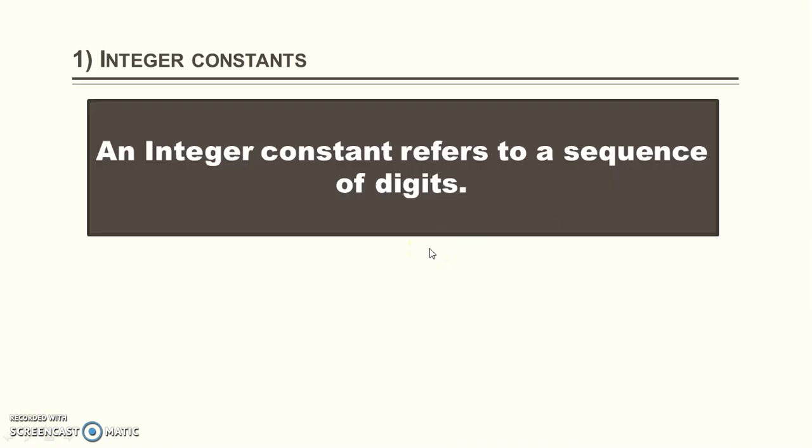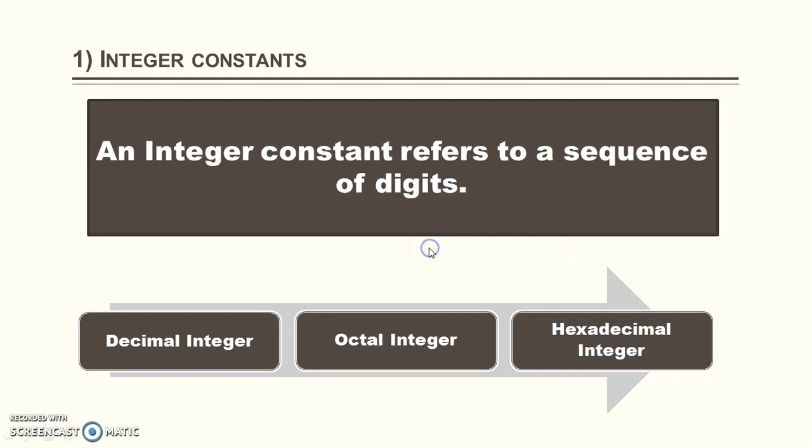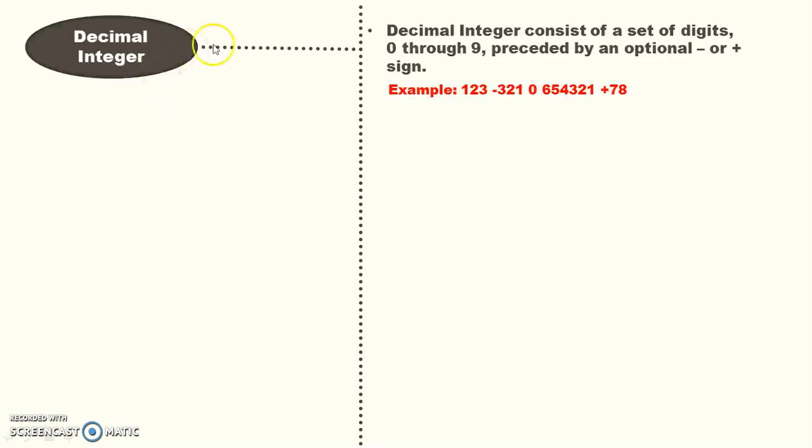An integer constant is a sequence of digits. There are three types of integer constant: decimal, octal and hexadecimal. A decimal integer is a collection of the digits from 0 to 9 with an optional sign, minus or plus, like 123 or -321. This indicates a negative number.